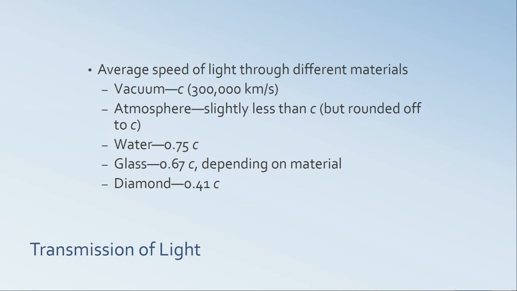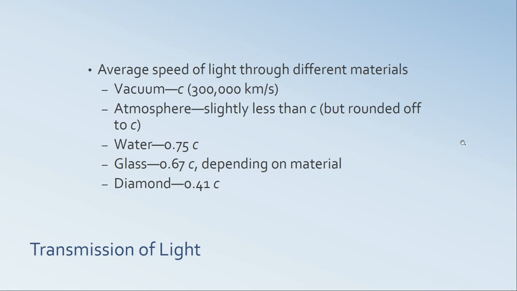And again, light through a vacuum, as we said before, is about 300,000 kilometers per second, and you can see that we write that value as c. You can keep from getting confused with the C we use for, say, the small calorie, because this c is italicized instead of straight up and down. In Earth's atmosphere, the speed of light is slightly less than c, but for our purposes in this class, we're going to go ahead and round it off to c.